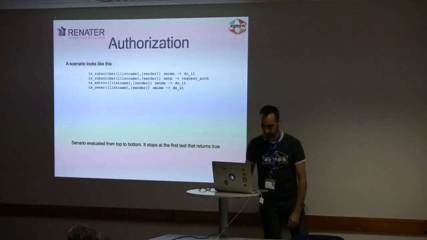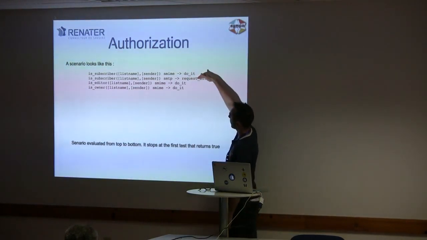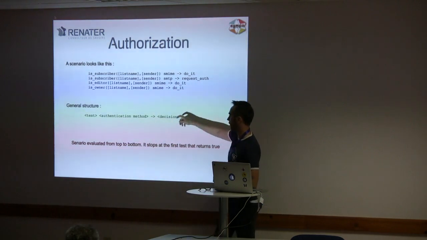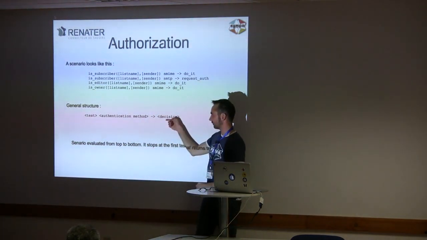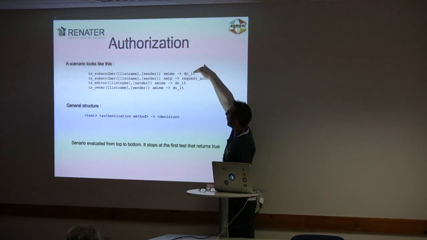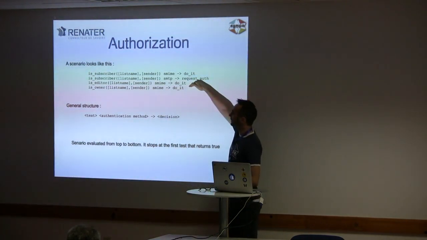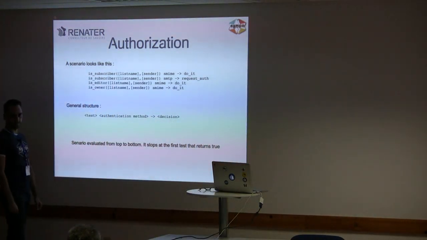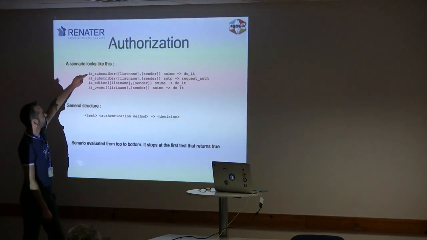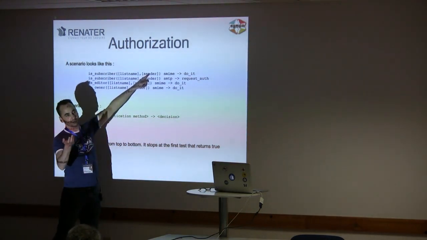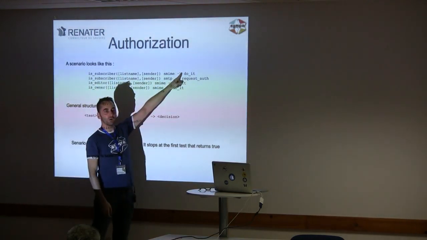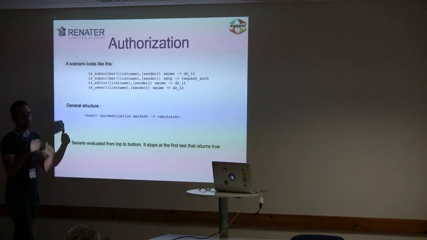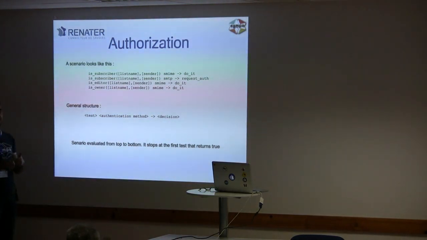But what is the scenario? It looks like this. It's a series of lines like this, which all have the same structure. You have a test, an authentication method, this arrow, and a decision. Lines are evaluated from the first one to the last one until one of the tests returns true. For example, the first line here tests whether the sender, well, the authenticated user we have, is subscribed to the current list. If so, we will allow the action. That means, if it's for the send scenario, we will allow him to send a message. If it's for the web archive scenario, we will grant him access to the web archives, and so on.